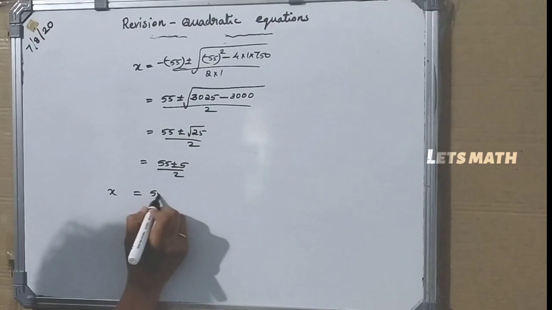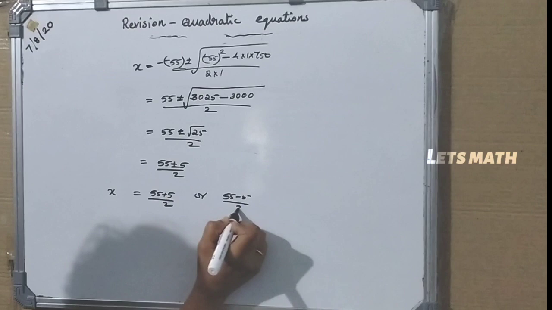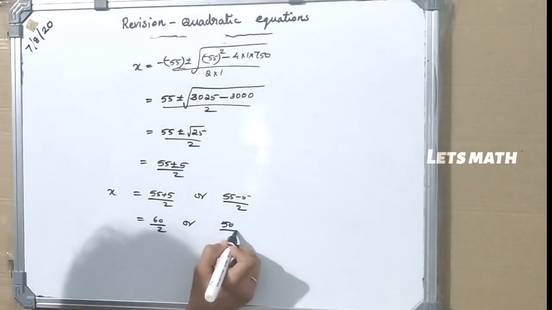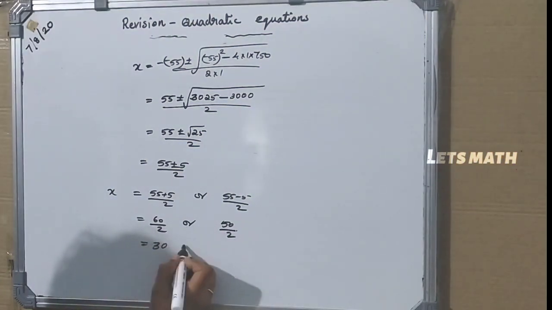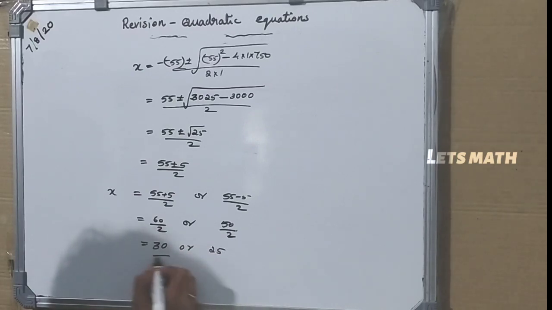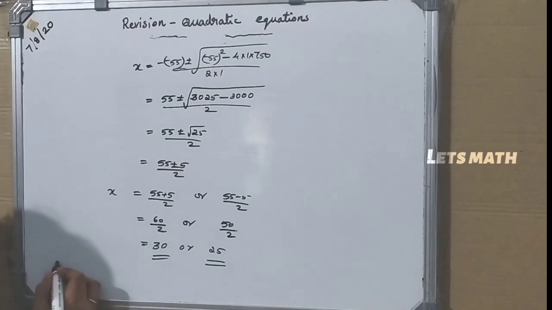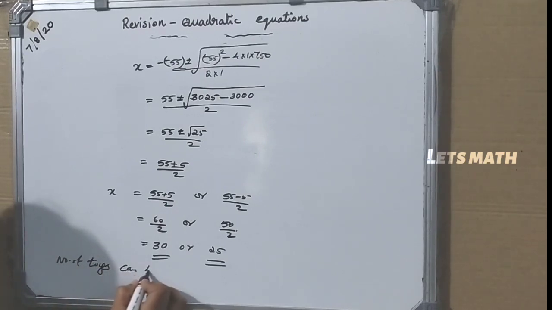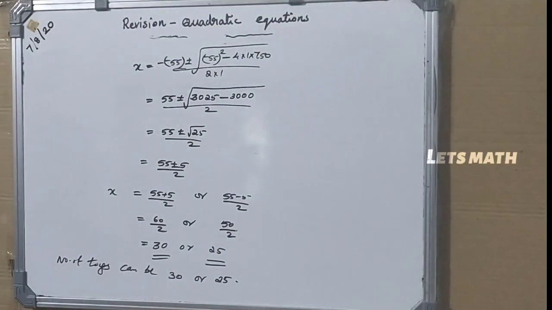So x equals 55 plus 5 by 2 or 55 minus 5 by 2, that is 60 by 2 or 50 by 2, that is 30 or 25. That is, the number of toys can be 30 or 25. In both cases, the condition will be correct.